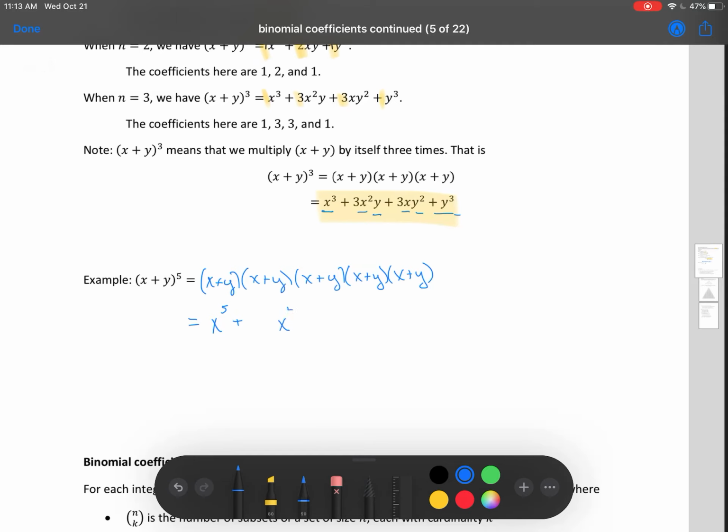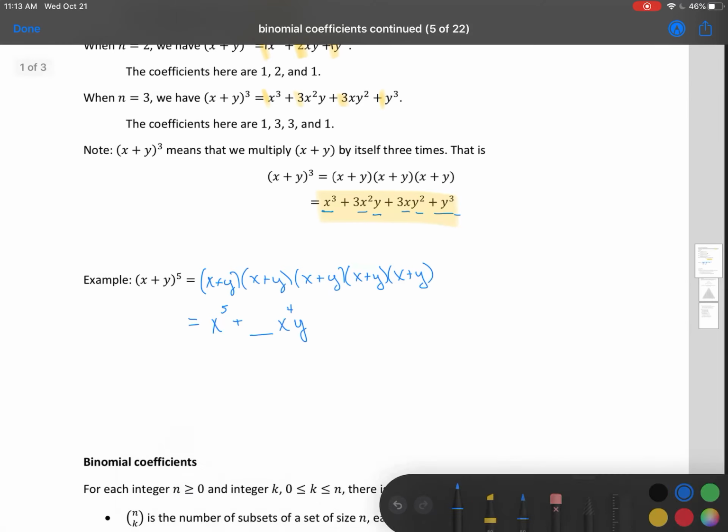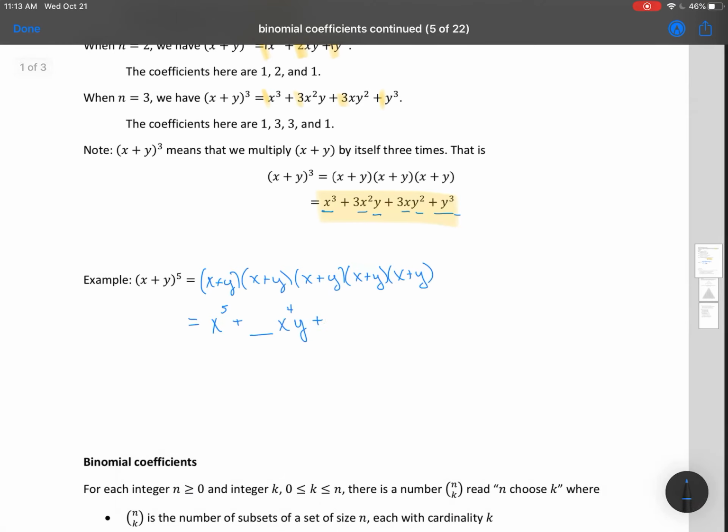All right, and then we're going to decrease the x by 1, so that's going to become x to the 4th, and then we're going to add in the y, so that's y to the 1st power. We usually don't write that exponent of 1 in there. And I'm going to leave a blank in here because there is going to be a binomial coefficient there. We just have to figure out what that is. All right, so continuing our pattern, the next would be x to the 3rd. So we decrease the power of x by 1, increase the power of y by 1. All right, do that again. That gives us x squared y cubed.